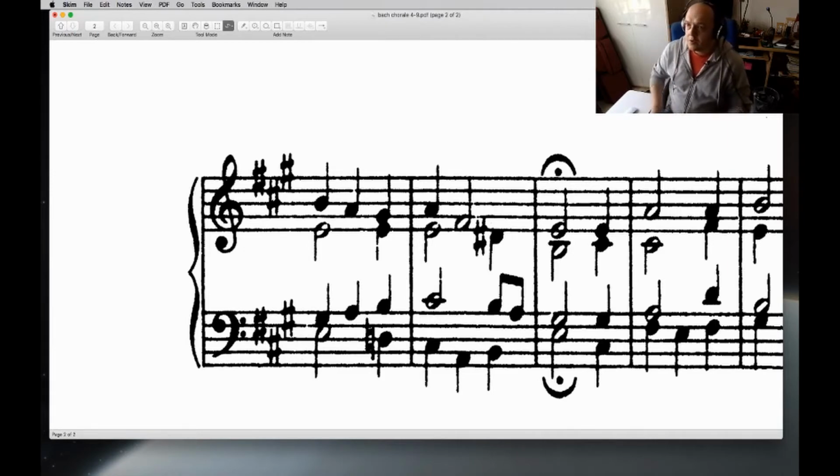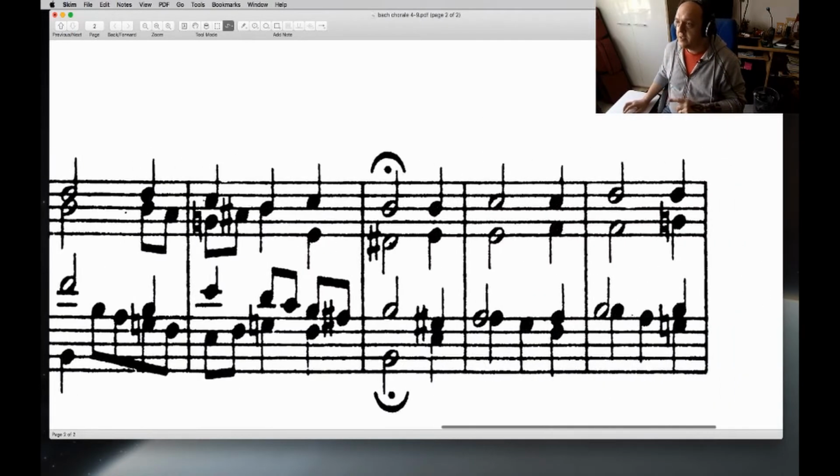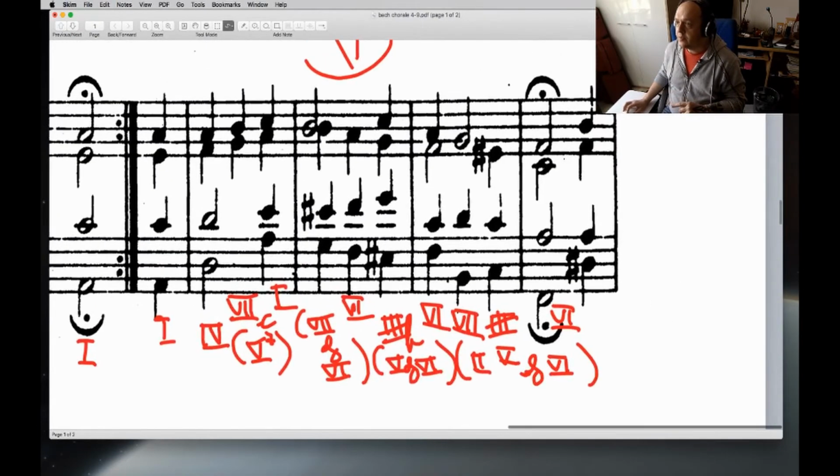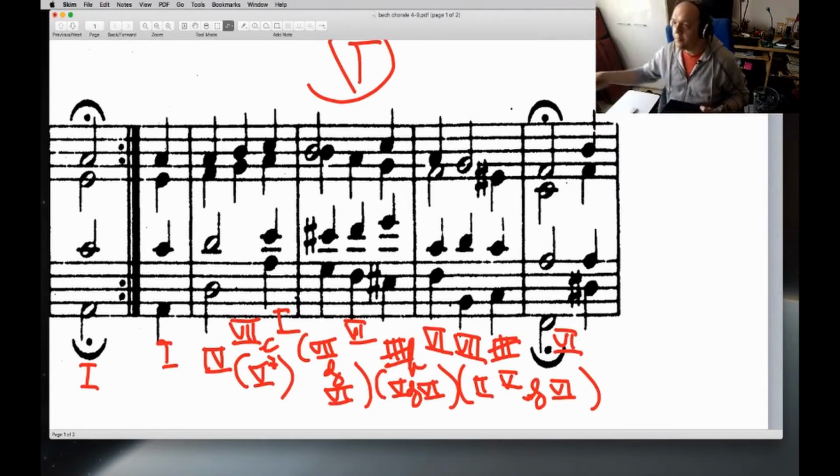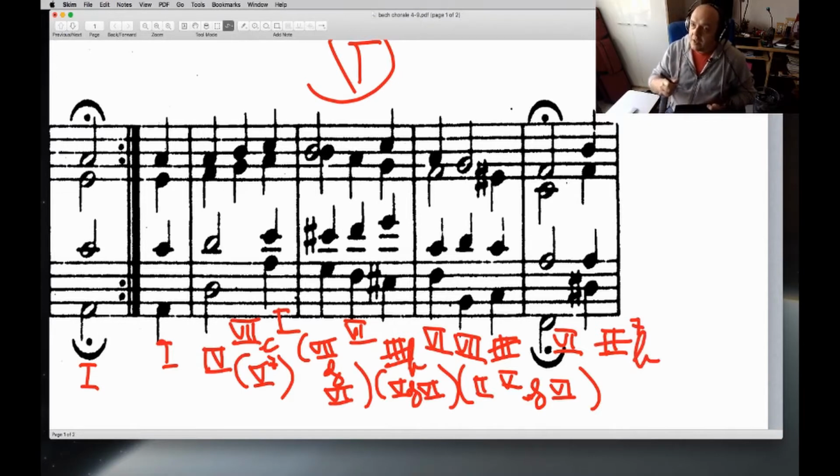Okay, so something interesting happens as soon as I play this chord. As soon as I play that, something interesting happens. So this is a B7 in first inversion. So it's chord 2 chromatic 7 in first inversion. What happens as soon as I play it?